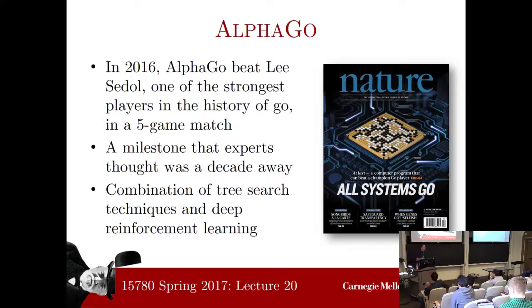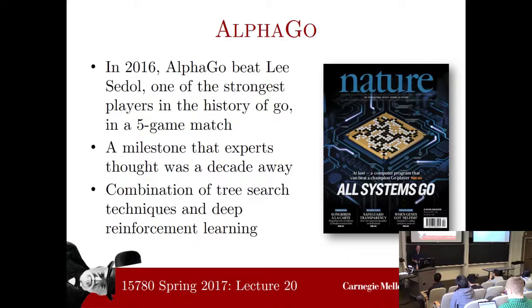Now, the thing to note here is this was not done by solving the game. It was done by things like deep learning. But this is again a game where we have a very good understanding. At this point, computers can beat top humans, but it's a different kind of thing. The game hasn't been solved.